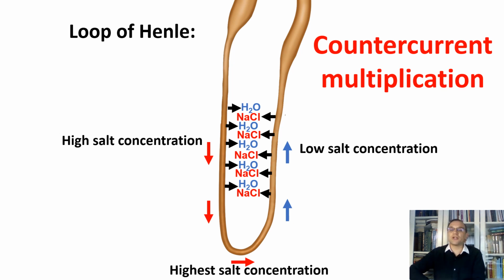Countercurrent multiplication in the kidneys is the process of using energy to generate an osmotic gradient that enables you to reabsorb water from tubular fluid and produce concentrated urine. This mechanism prevents you from producing liters and liters of dilute urine every day, and is the reason why you don't need to be continually drinking in order to stay hydrated.